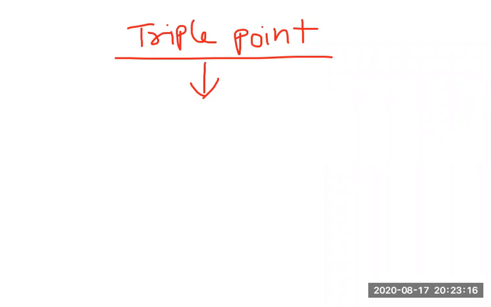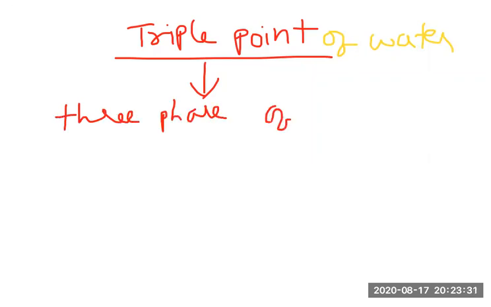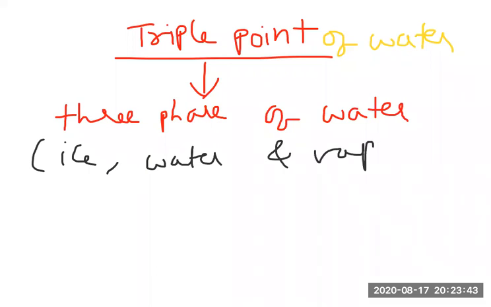Suppose you are taking water, the triple point of water. Triple point means the three phases of water coexist. What are the three phases, beta? Yes, ice, water and vapor. Ice, water and vapor coexist. At a time, all are present at one particular temperature and pressure. We are able to maintain the three phases of matter.